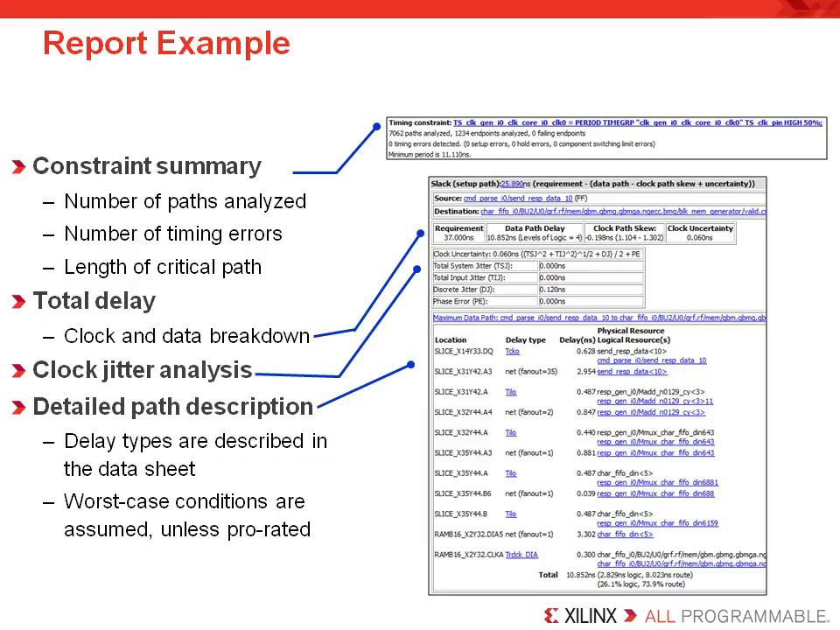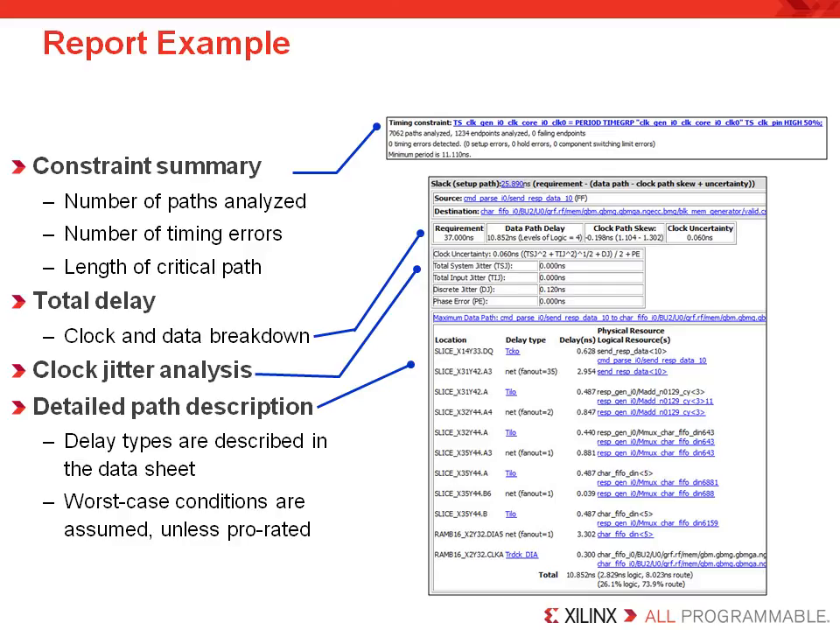In this example, we've taken a timing report and highlighted the top of the report in a blue box. This shows you that over 7,000 paths were analyzed and that 1,234 endpoints were analyzed. Further down in the report, we see there are no timing errors and that the minimum period was 11.11 nanoseconds. This is found by subtracting the slack from the timing constraint requirement, or by adding the data path delay, the clock path skew, and the clock uncertainty.